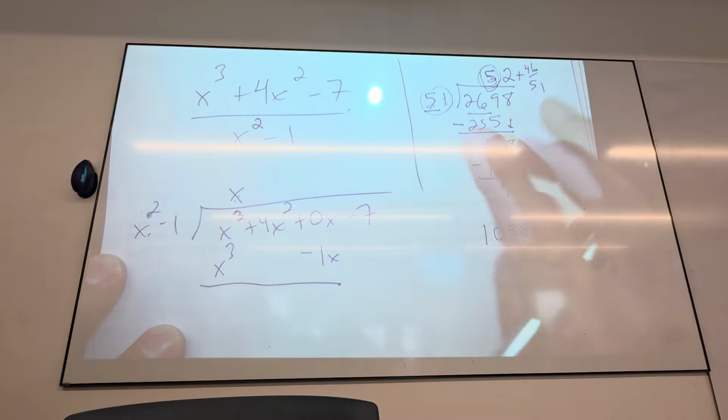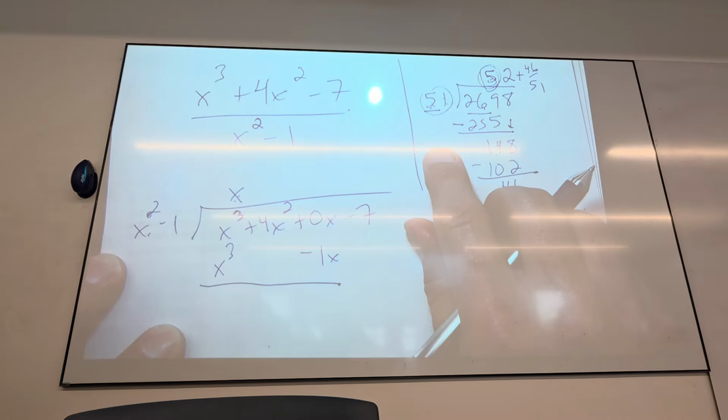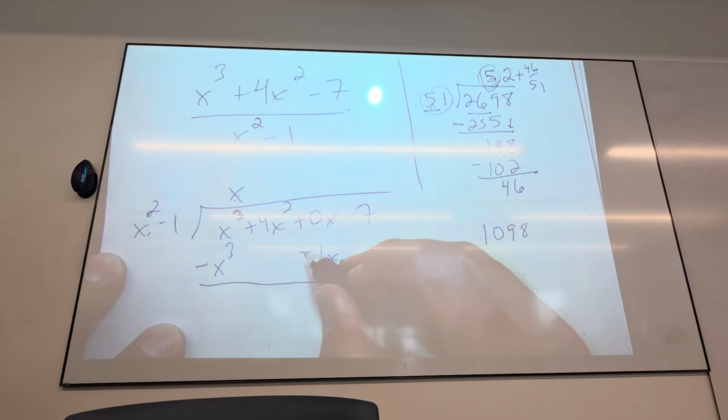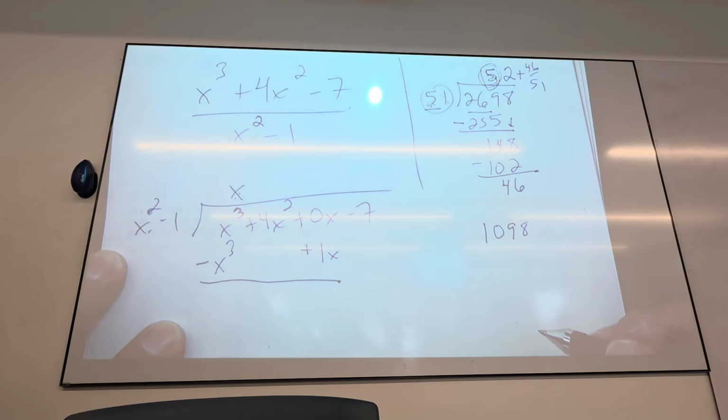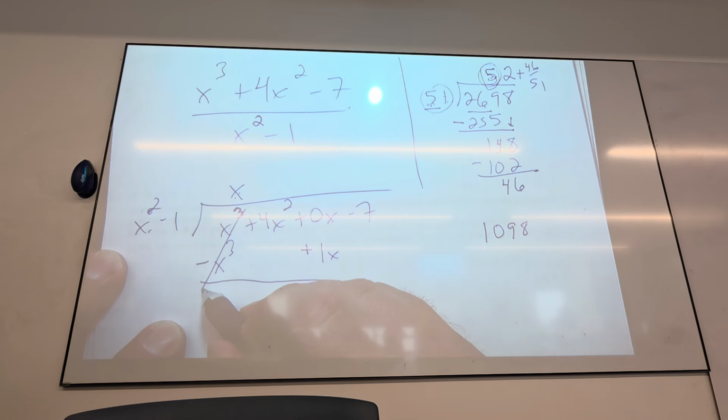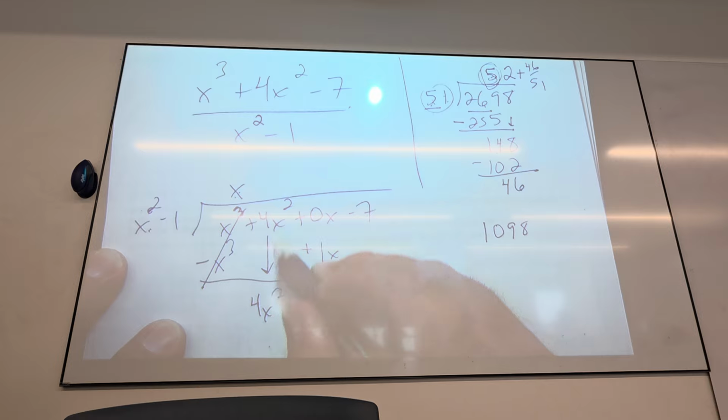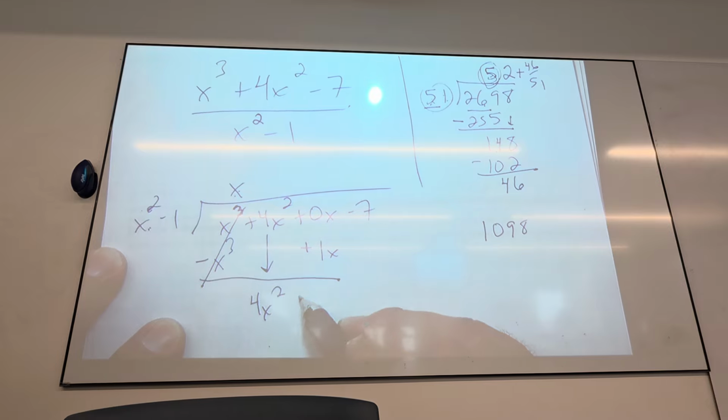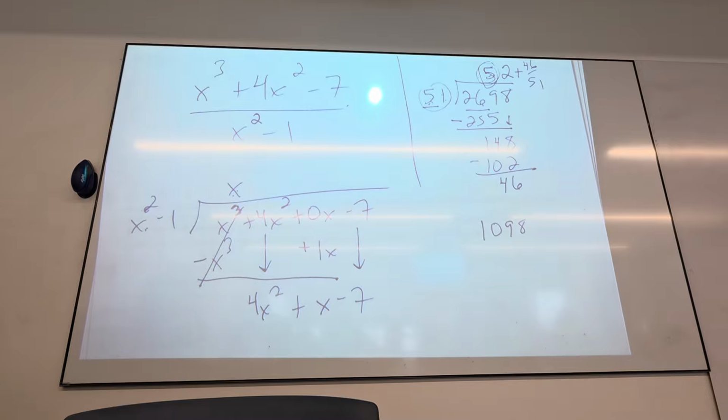And then what do we do? We change the signs. Every step is the same. These cancel. This just comes down because there's nothing to do anything with. And then I bring down. Every step is the same.